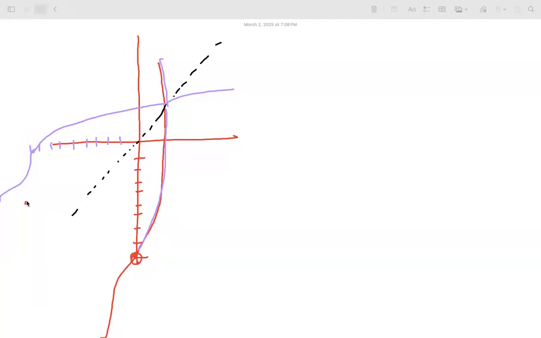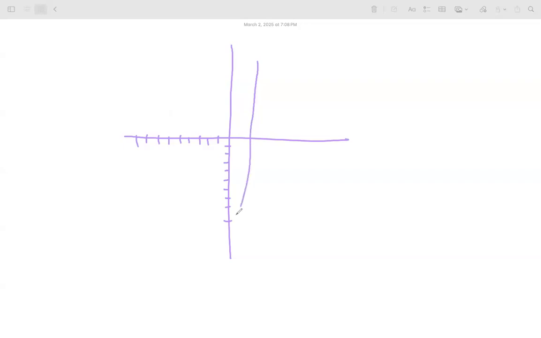So let me plot it again for you guys. I'm not very happy the way it came through. 1, 2, 3, 4, 5, 6, 7, 8, 9. So basically your original function came like this, right?